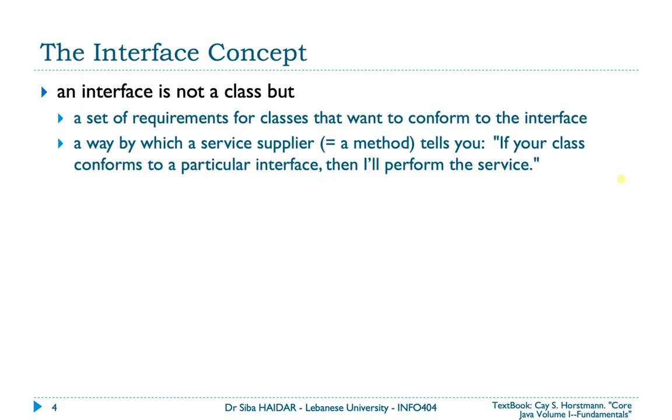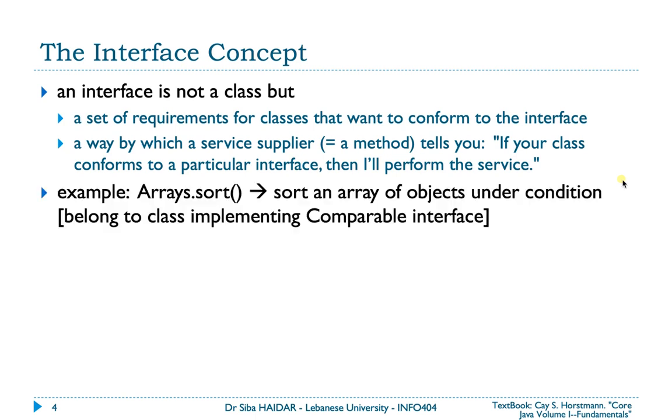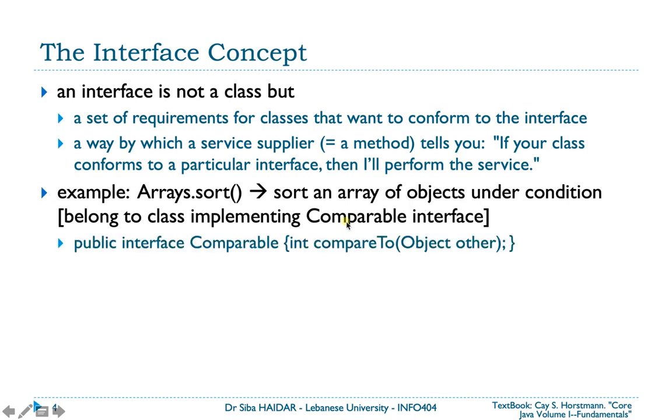So what is an interface? An interface is not a class, but a set of requirements for classes that want to conform to the interface. An interface is a way by which a service supplier, that is a method, tells you: if your class conforms to a particular interface, then I will perform the service for you. For example, the method sort in the class Arrays. It will sort an array of objects under one condition, that the objects belong to a class that implements the Comparable interface.